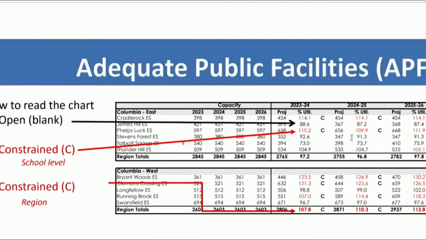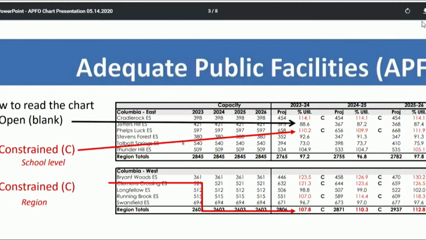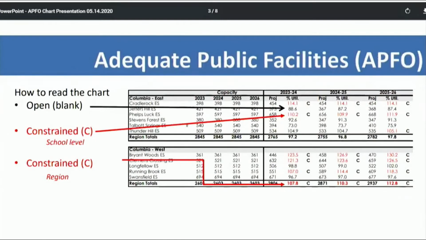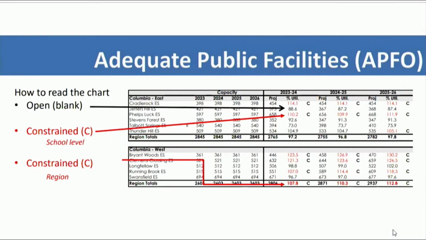Before I begin, I would like to take a quick refresher on how to read the APFO charts. These should be in attachment 2 of your report. In this example here, constrained schools in the chart are marked C, and if it's open, it's a blank. Constrained schools and regions are also shown in red. An elementary school could be constrained to new residential development if the region is closed. For example, you can see Columbia West is considered constrained, so that means Longfellow and Swansfield would also be closed to new residential development. Can I have the next slide, please?